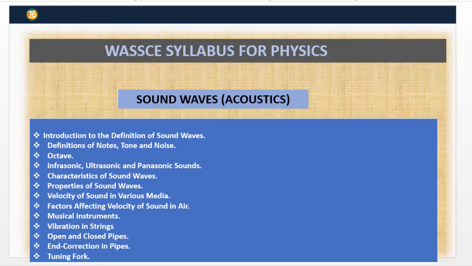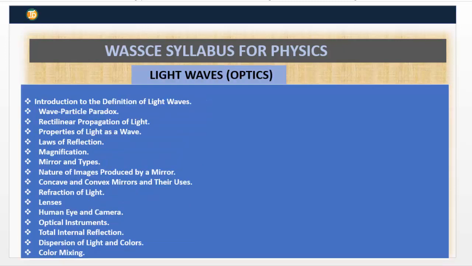We have characteristics of sound waves, properties of sound waves, velocity of sound in various media, factors affecting velocity of sound in air. We have musical instruments, vibration in strings will be tested as well. Open and closed pipes shall be tested. End correction in pipes will also be tested, and the concept of tuning fork will as well be tested. Now, next we have light waves, which is optics.